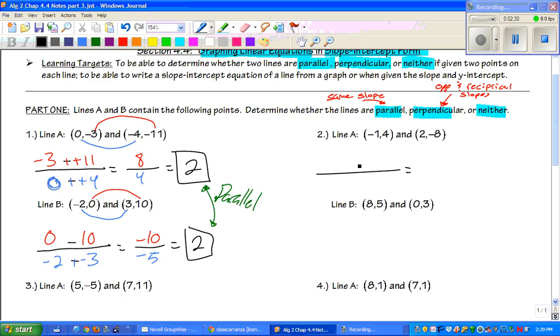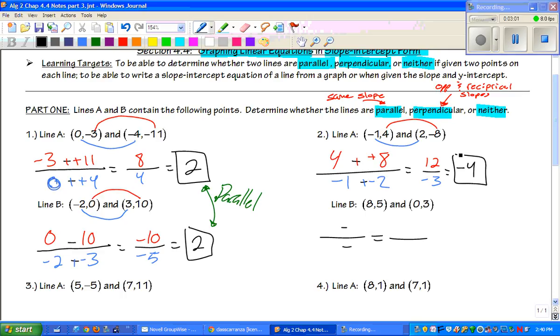Okay. Do the same thing. We're setting up our equation. Y's go on top. X's on the bottom. 4 plus 8 is 12. And on the bottom, we have a click, click, which gives us -3. When we reduce that, 12 divided by -3 is -4.